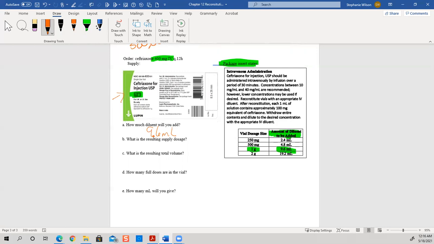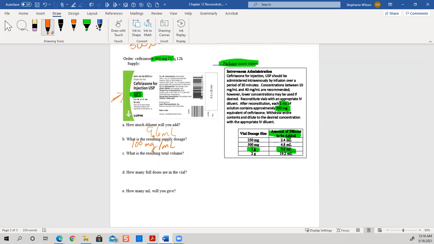And now it says, okay, so what is the resulting supply dosage here? So let's go read our insert. Well, we see that it talks about concentration, and we keep reading, and then it says after reconstitution, we have 1 milliliter of solution that contains approximately 100 milligrams. We found it. It's going to be 100 milligrams per milliliter. Now, what is the resulting total volume?